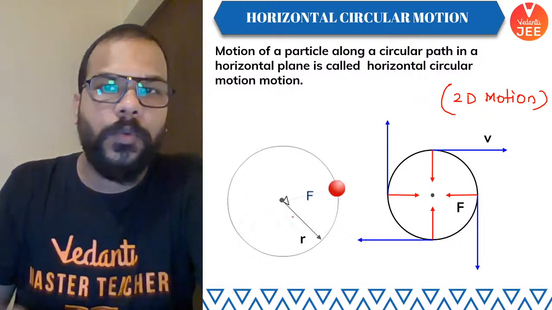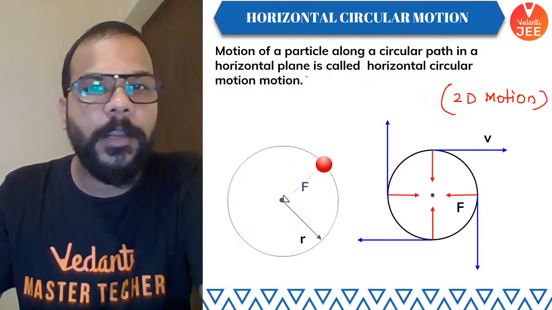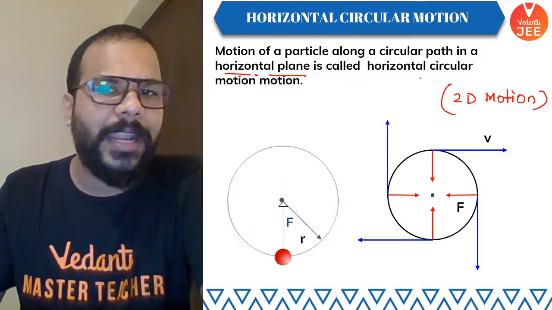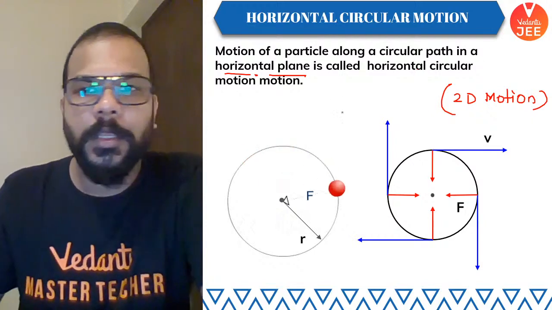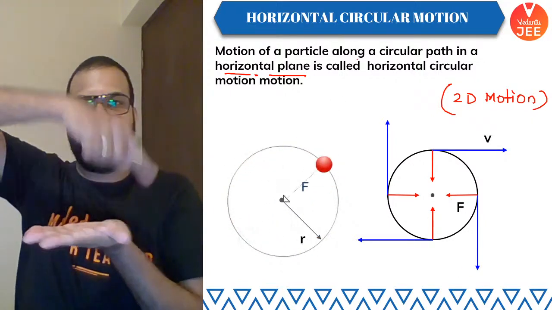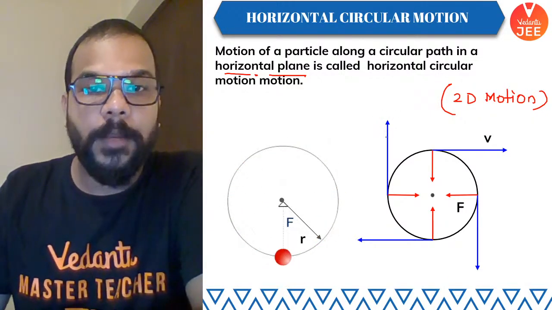So what does it say? A motion of a particle along a circular path in a horizontal plane. Yes, the horizontal plane is what is important right now, because gravity is going to act perpendicular to the circle. That means if a body is moving in a circle like this, gravity is acting vertically downward. So this will be a horizontal circular motion.